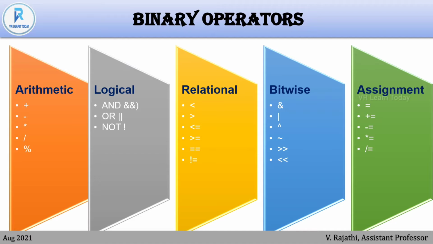For arithmetic, we have plus, minus, asterisk used for multiplication, slash for division, and modulo division. For logical operators, it's and, or, and not. Relational operators are less than, greater than, less than or equal to, greater than or equal to, double equal, and not equal. Bitwise is ampersand, vertical bar, caret, and shifting operations. Assignment is equal, plus equal to, minus equal to, star equal to, and slash equal to. These four are called shorthand assignment. So let's see one by one with a brief explanation.